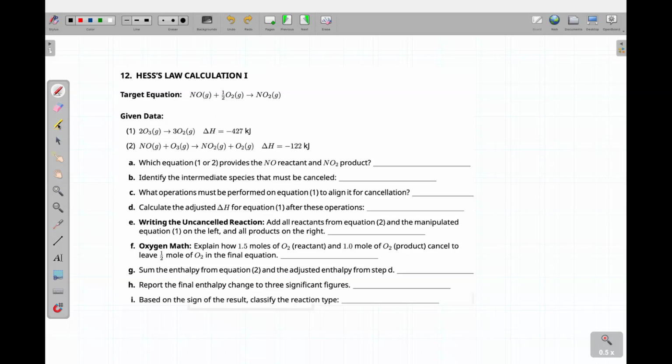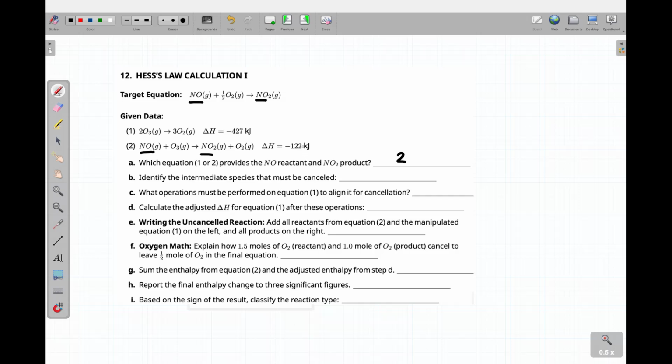In this question, this is the target equation: NO plus O2 gives NO2. There are two equations, one and two. Which equation, one or two, provides the NO reactant and product? I can see the reactant and products in the target equation are found in equation number two. Identify the intermediate species that must be cancelled.